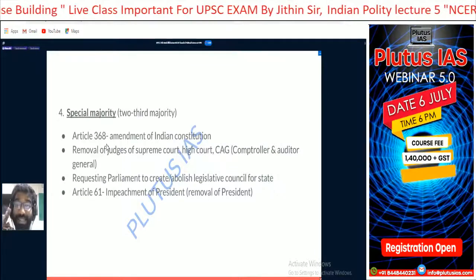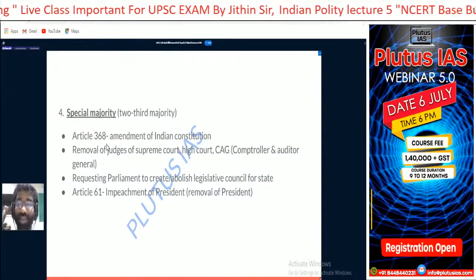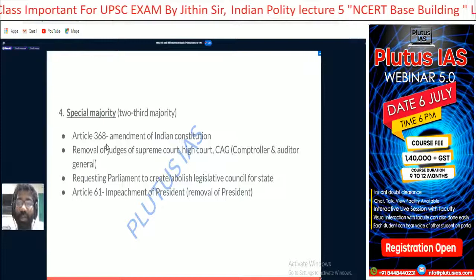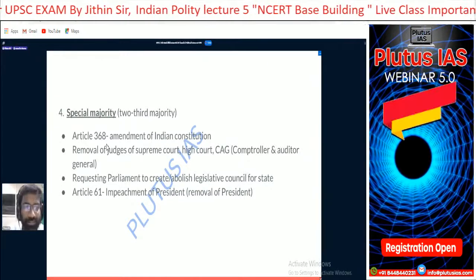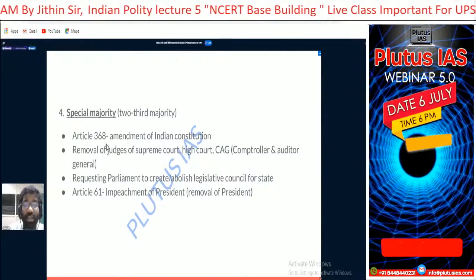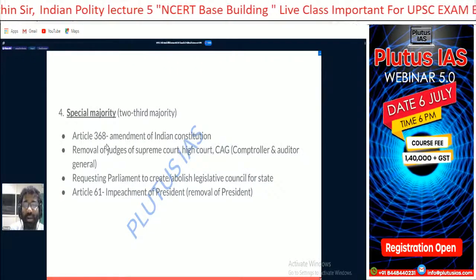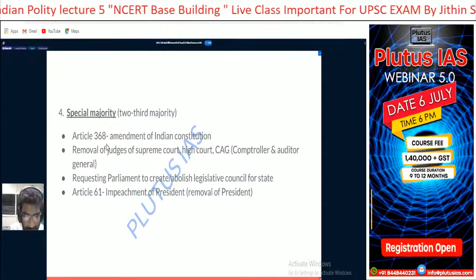Yes. Where the Constitution of India doesn't tell which kind of majority is to be used, there simple majority is used. Is it clear? Yes, sir. Where the constitution is silent about which kind of majority is to be used, there simple majority is used.